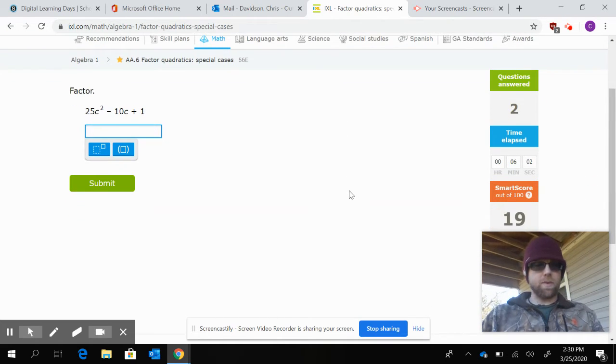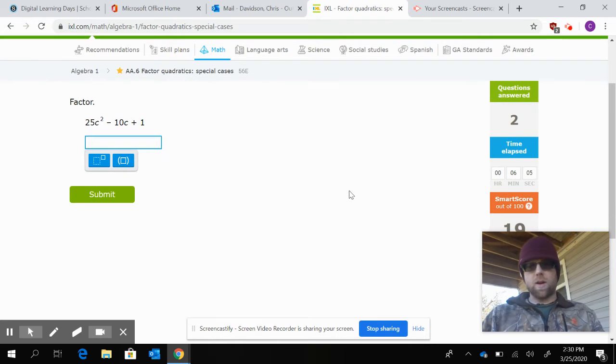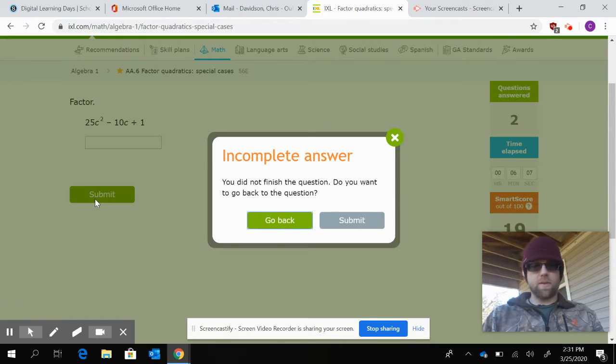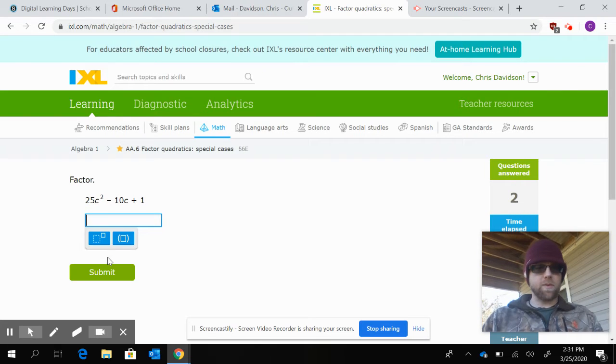This one is a review for trinomials. I'm going to skip by this one. Yeah, I'm going to get it wrong, just so we can do difference of perfect squares.